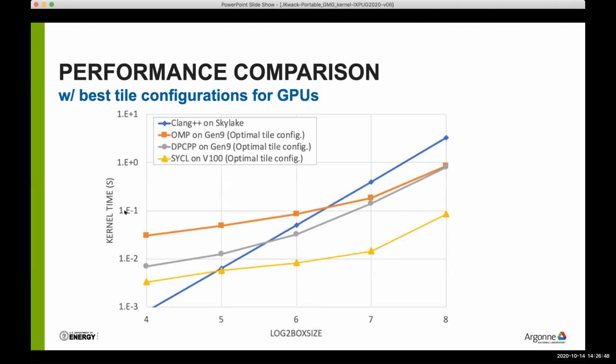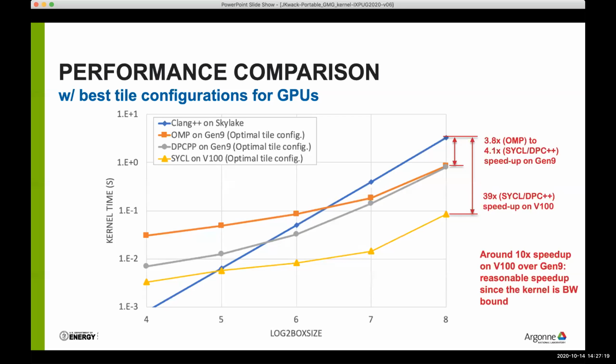And then I compare the result. Compared to single Skylake core performance, the B100 GPU shows 40x speedup, and in the Gen 9 case, OpenMP and SYCL both show around 4x speedup. OpenMP is slightly slower than SYCL, but the difference is less than 10%, so I would say they are almost similar to each other. If you compare the B100 and Gen 9, we see around 10x speedup, and this is a reasonable speedup because the kernel is identified as a bandwidth bound kernel.